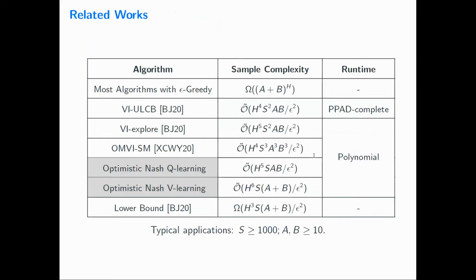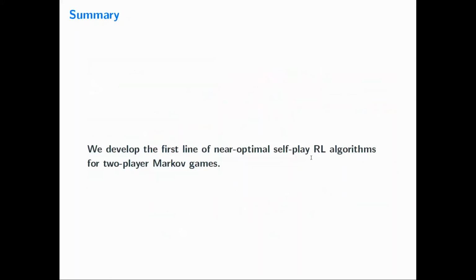Compared with the existing results, we are the first algorithm that could achieve S times A plus B sample complexity. So in summary, we developed the first line of near-optimal self-play RL algorithms for two-player Markov games. Welcome to our workshop version to know more about the details of Nash V-learning and certified policies. Thanks.